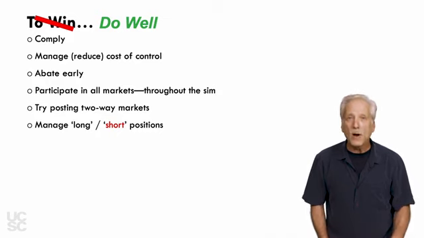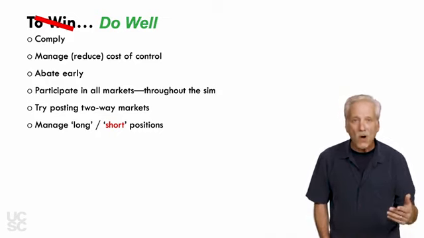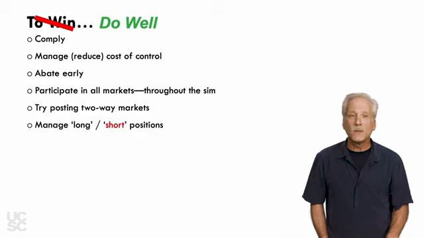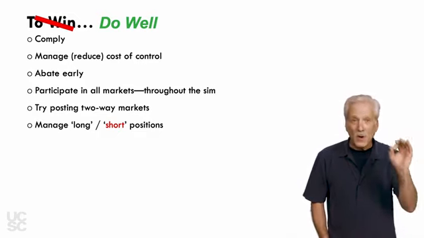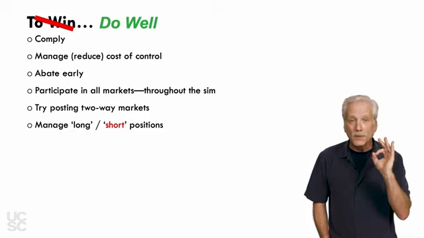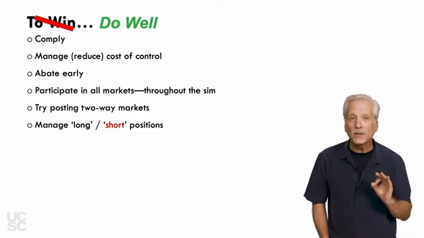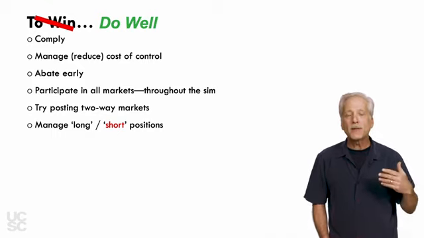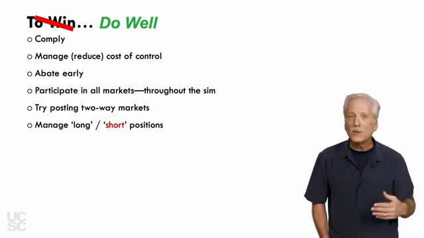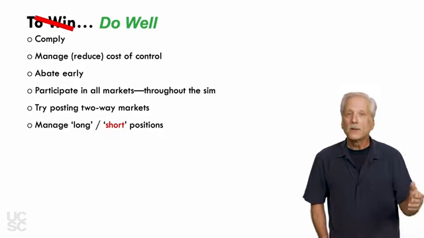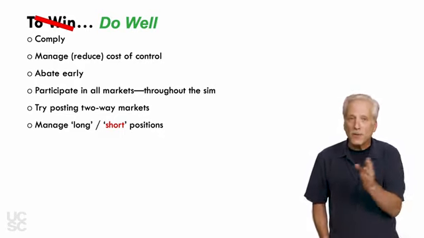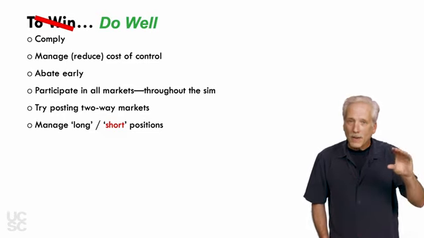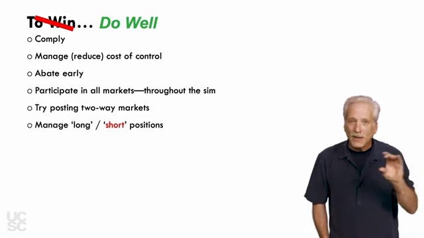Manage your long and your short position. You're long if you have more allowances than you need. You want to end the simulation with a zero long-short position. You don't want to have any surplus allowances. You want to have just enough to comply. If you have allowances at the end of the simulation, that means you've wasted money. So make sure you manage your long position, sell your surplus, certainly by the end of the simulation, but think about how much you want to end each year with.